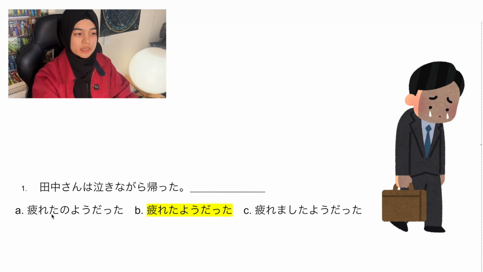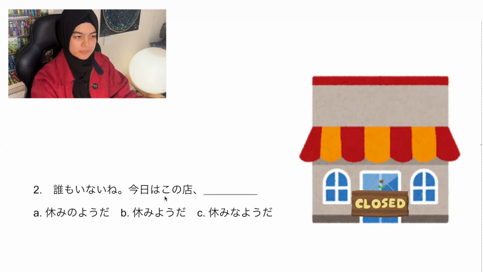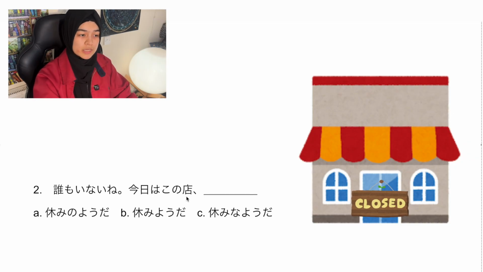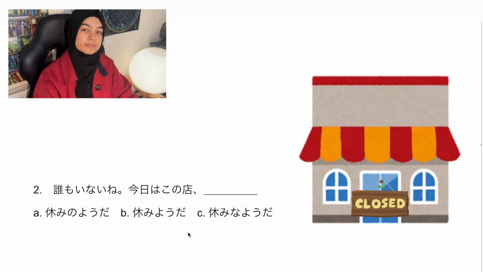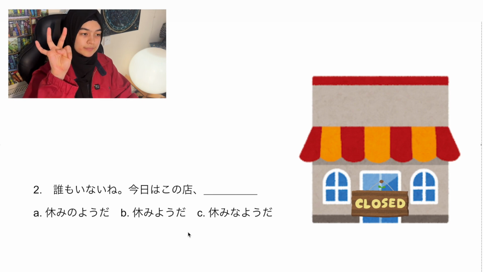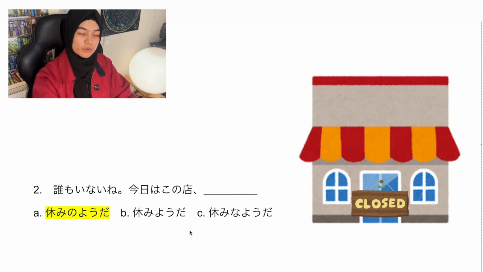You can't use 疲れたのようだった because 疲れた is not a noun, so you don't need no. And you can't use ました because masu form never goes with verbs. はい、次です。誰もいないね。今日はこの店、休みのようだ。休みようだ。休みなようだ。はい、誰もいないね。There is no one. 今日はこの店、どれですか？はい、答えは休みのようだ。Because 休み is a noun, so you need a no.